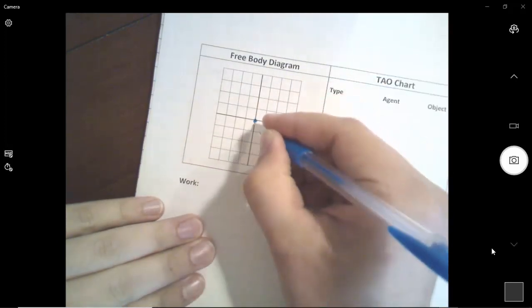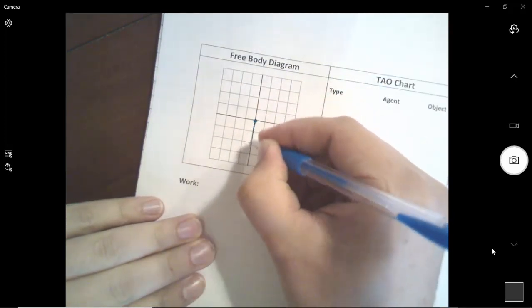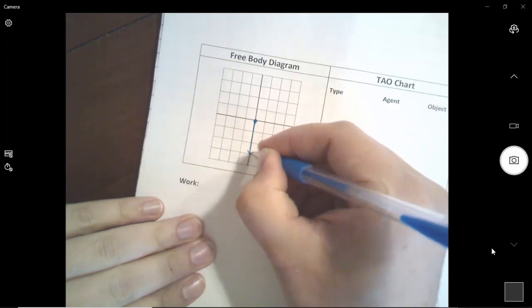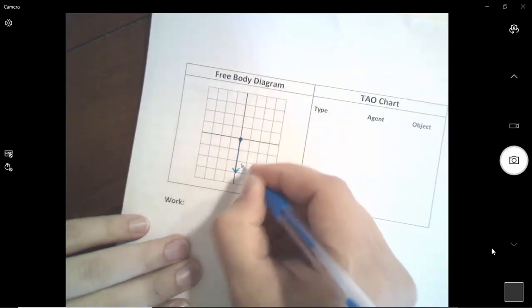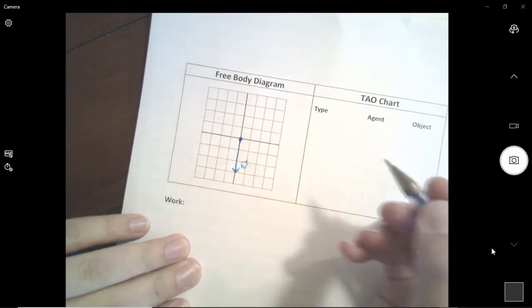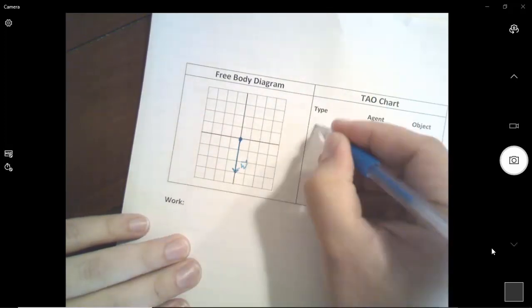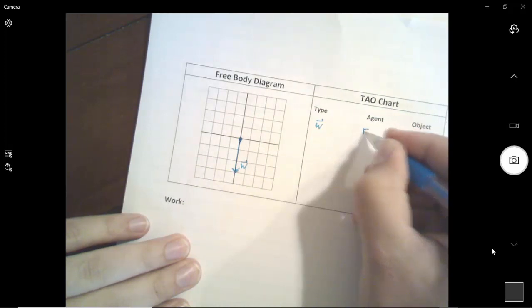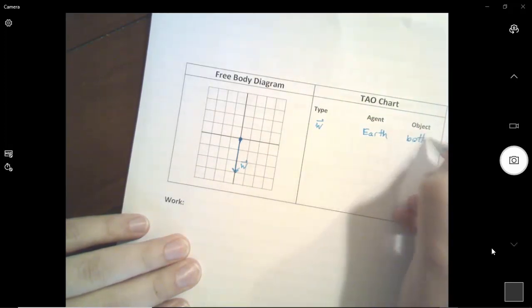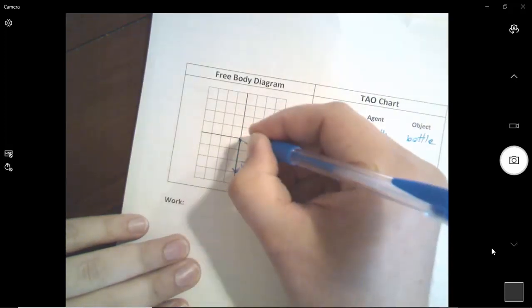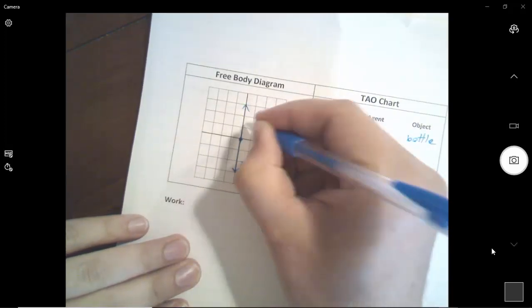Now, I like to always start with weight. So we'll draw a weight, kind of an arbitrary number of tick marks. So weight vector, which is the same as gravity, right? We've already done this as well, but we'll just fill this in again, just to have it complete. Then we have the normal force pointing up.